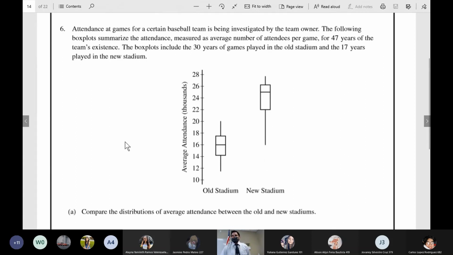Right, and so we have these vertical box plots. They work the same as if we were to knock it over and do it horizontally and stack them. And we have our average attendance in thousands. We have our two box and whisker plots here, old stadium, new stadium. So we want to compare the distributions of average attendance between the old and new stadiums.